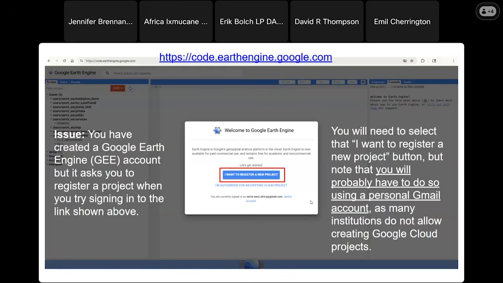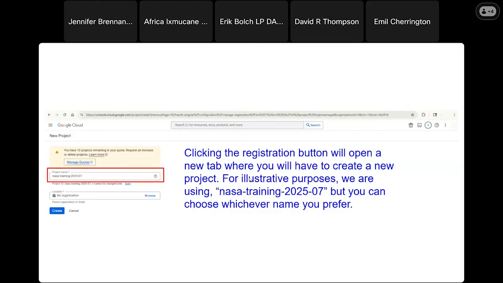And so I would recommend to everybody, and there have been a few emails that have come in through Jennifer, thank you, that if you have a Gmail account, and I assume everybody already has a personal Gmail account, you would want to log into Earth Engine with your Gmail account, and then when you get to this window, click that register button, which will then allow you to create a project.